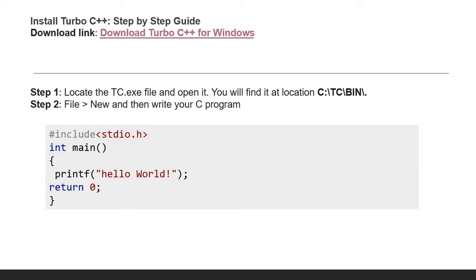First of all, we should install the Turbo C application on your machine. How to install, those points are already given step by step. First of all, you have to download Turbo C++ for Windows. So step 1 is to locate the tc.exe file and open it. You will find the location at C:/tc/bin.